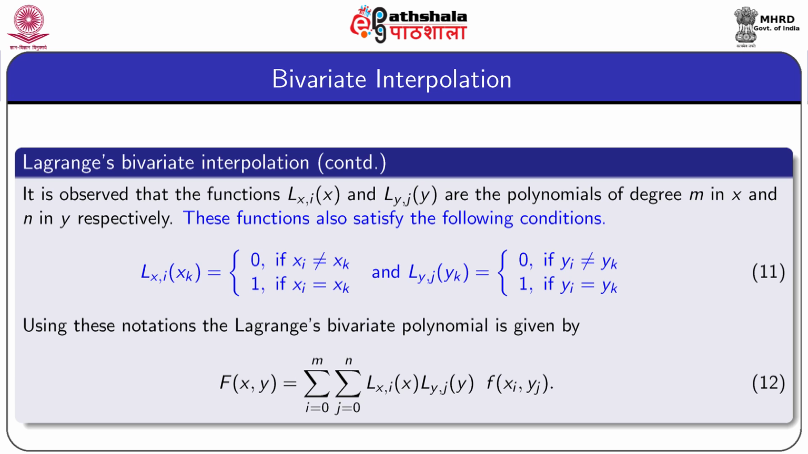Using these notations, the Lagrange bivariate polynomial is given by capital F of x, y equal to summation i equal to 0 to m, into summation j equal to 0 to n, Lxi of x into Lyj of y into f of xi, yj. So, equation 12 is the final Lagrange bivariate polynomial.